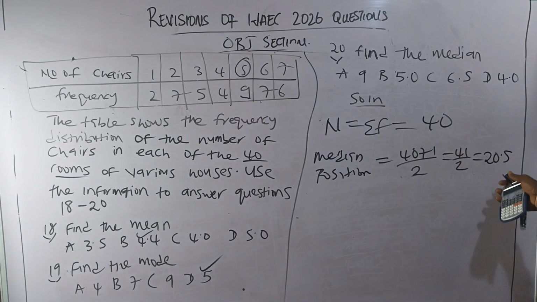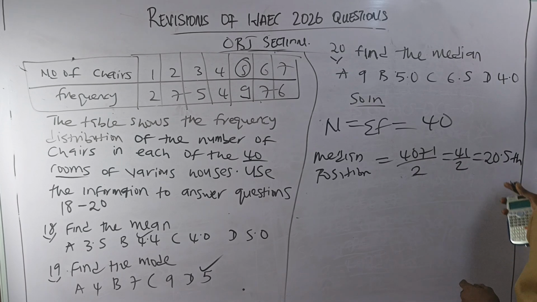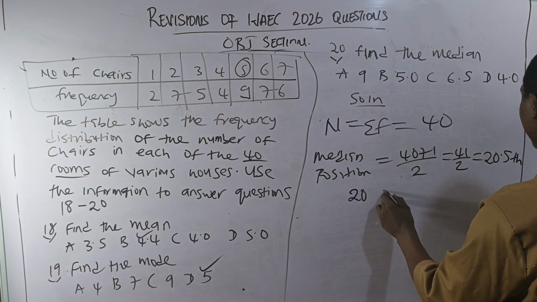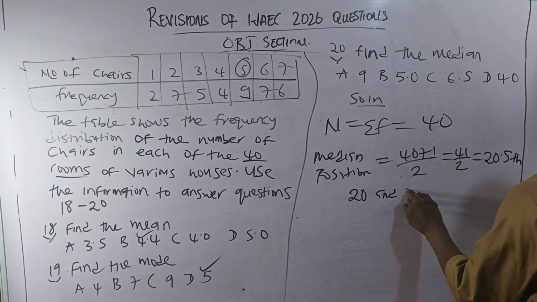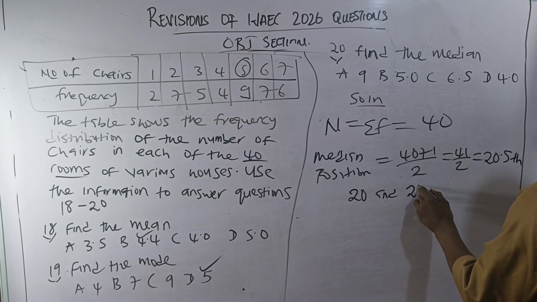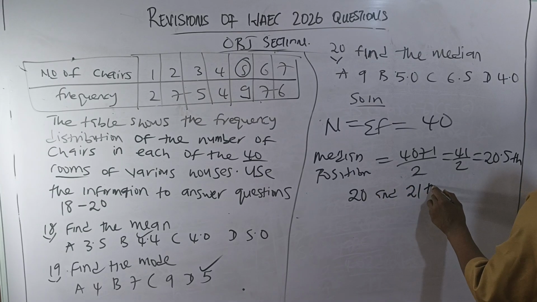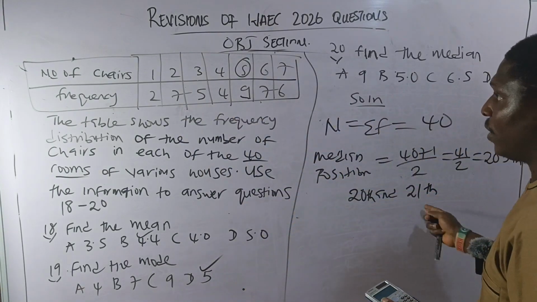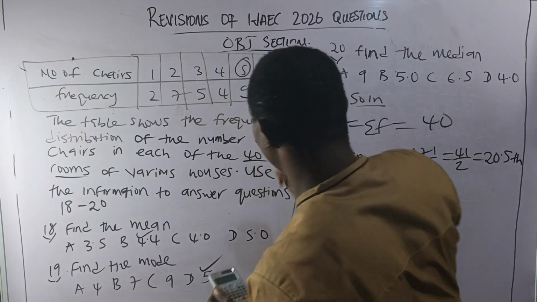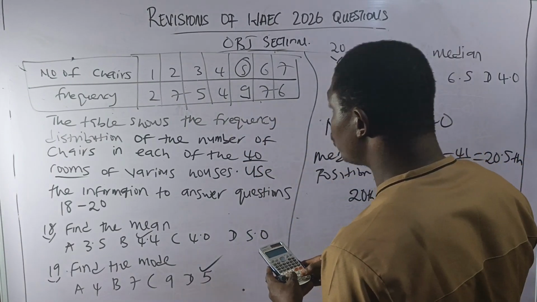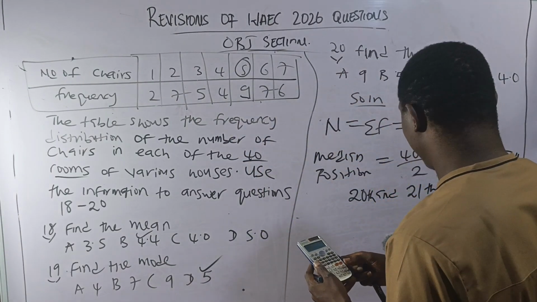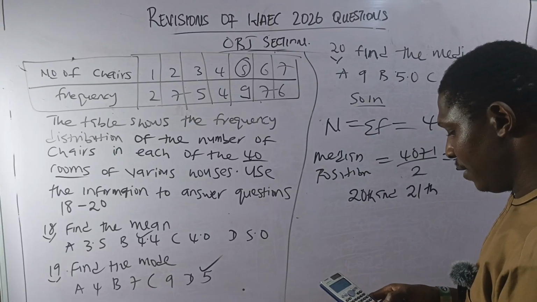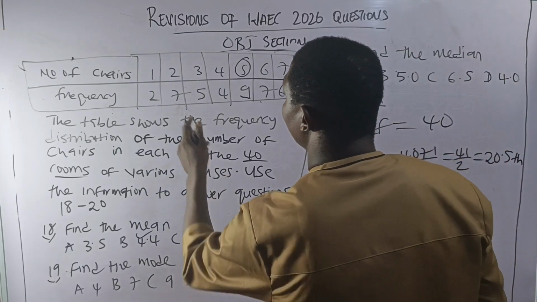20.5. So this 20.5th is the position of the median, which shows that the median is between the 20th and the what? In between the 20th and the 21st what? Position. Now we start adding, like we're using an insight of cumulative frequency now. So we have 2 plus 7. That does not give me 20. So I add up again.